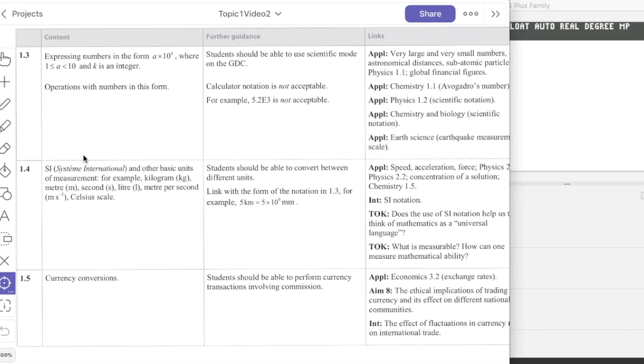We're going to look at scientific notation, or standard form. You can see in the syllabus here that it's 1.3. They have a funny way of writing all this information, but basically the A here has to be between 1 and 10, less than 10, so it has to be one digit, and then k is an integer for the power of 10. So basically it's some number times a power of 10, which moves our decimal place.